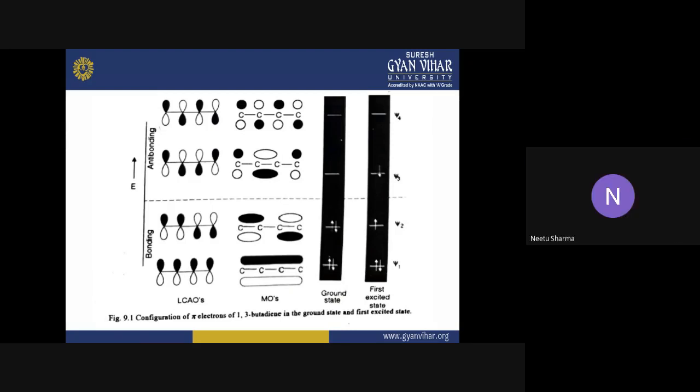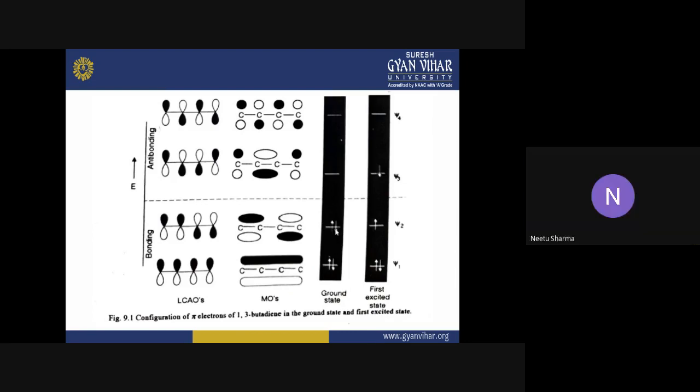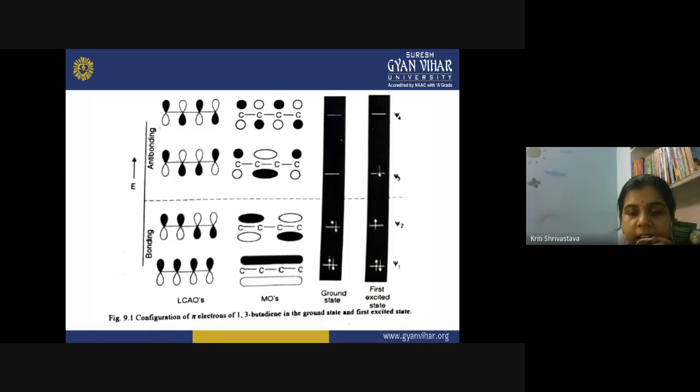Psi 4. No, psi 2. Psi 2 is the orbital which is having electron. Psi 2 is the highest occupied molecular orbital. Psi 4 is the LUMO, right? Psi 4 is not the LUMO.